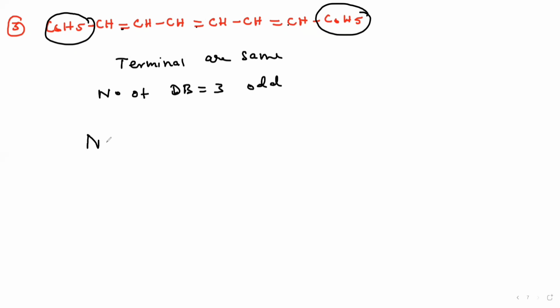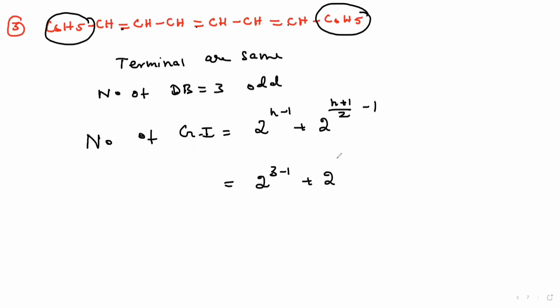Now, what is the formula? The number of GI is 2 power n minus 1 plus 2 power n plus 1 by 2 minus 1. Very important formula. Do carefully. Now, 2 power 3 minus 1, plus 2 power 3 plus 1 by 2 minus 1. Therefore, 2 power 2, plus 2 power 4 by 2 minus 1, that is 2 power 2 plus 2 power 2 minus 1. What is the answer? The answer is 6 isomers, right?